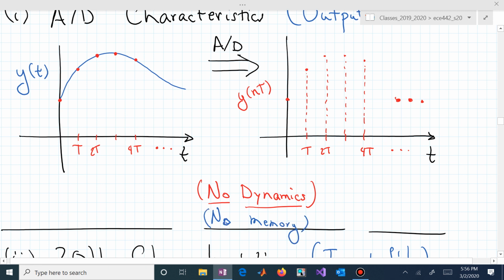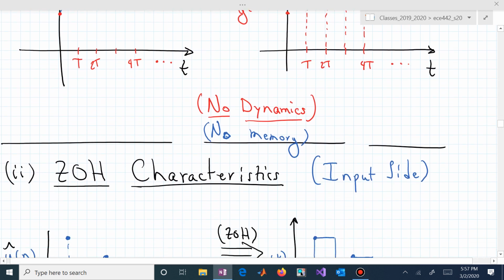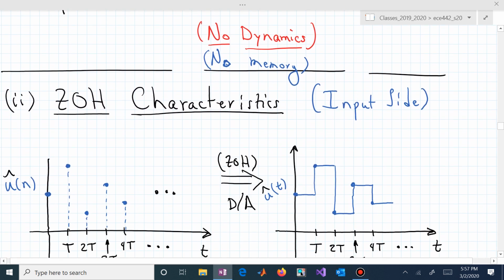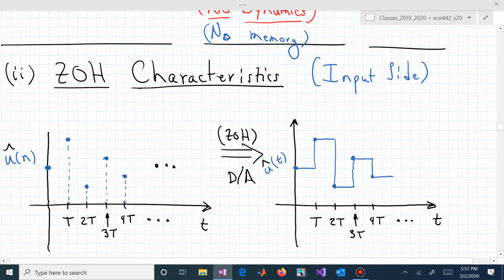And essentially, we don't really need to worry so much about the properties of this analog to digital conversion process. That's not really impacting us at all when we put it all around g of s. That's not going to do anything different to our system. Zero order hold is a different story. And this is what we have to do on the input side of our plant.